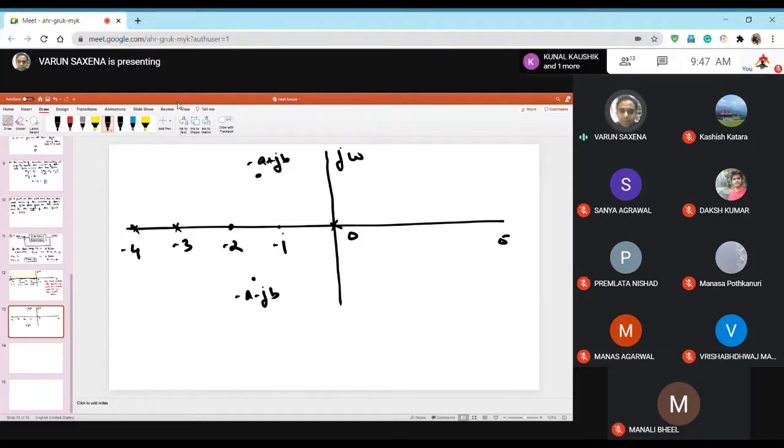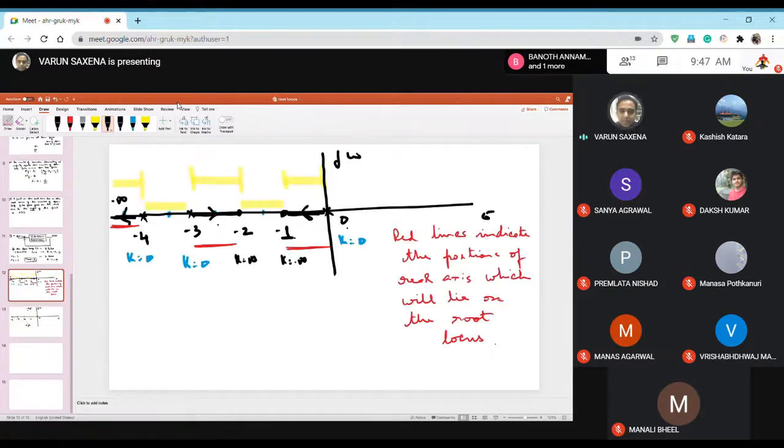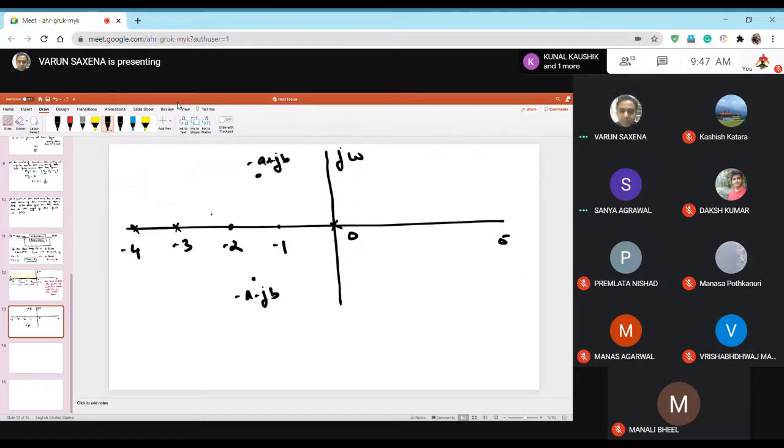Now if you were to find out the sections on the real axis where the root locus will lie, what would you do? Will the same sections be the sections that were there in the last graph? Would the sections still remain the same, or will the sections change? It will remain the same. Yes, they will remain the same.